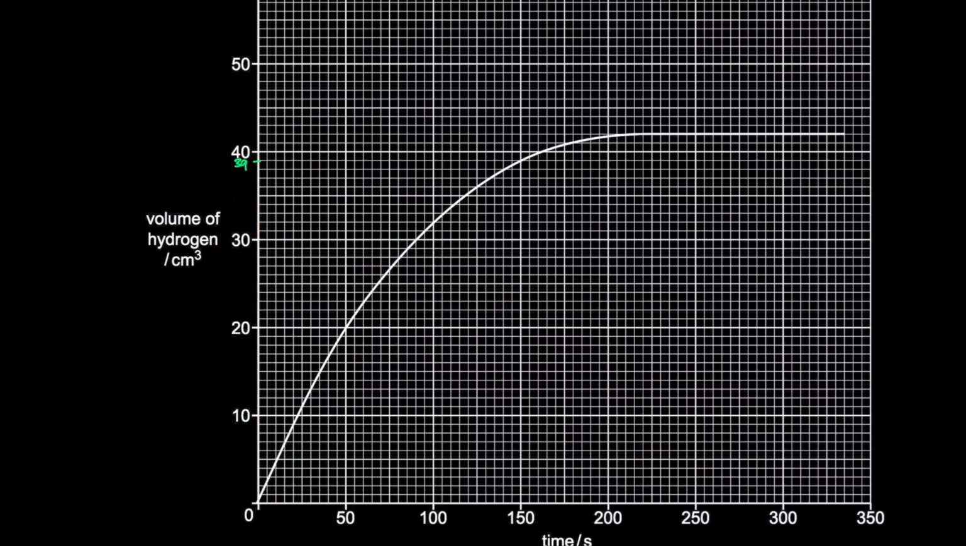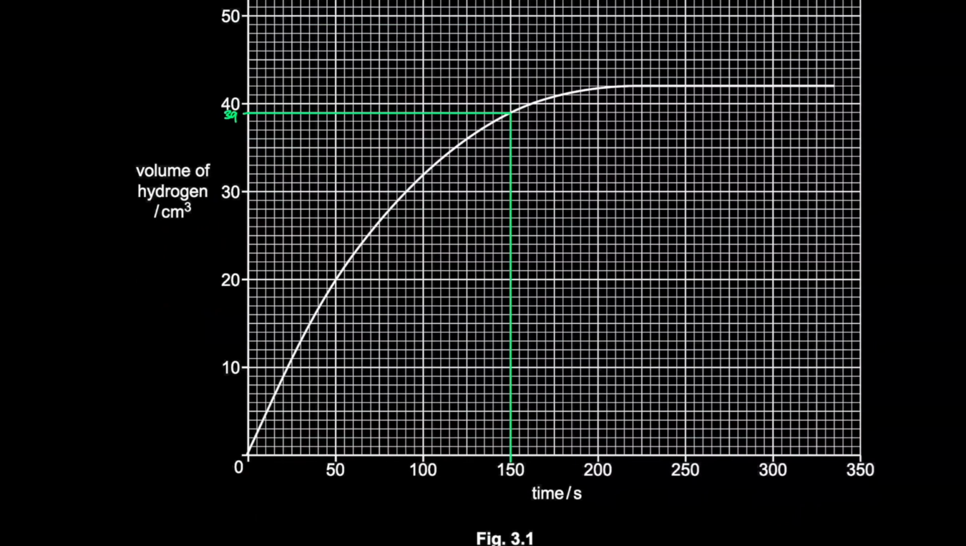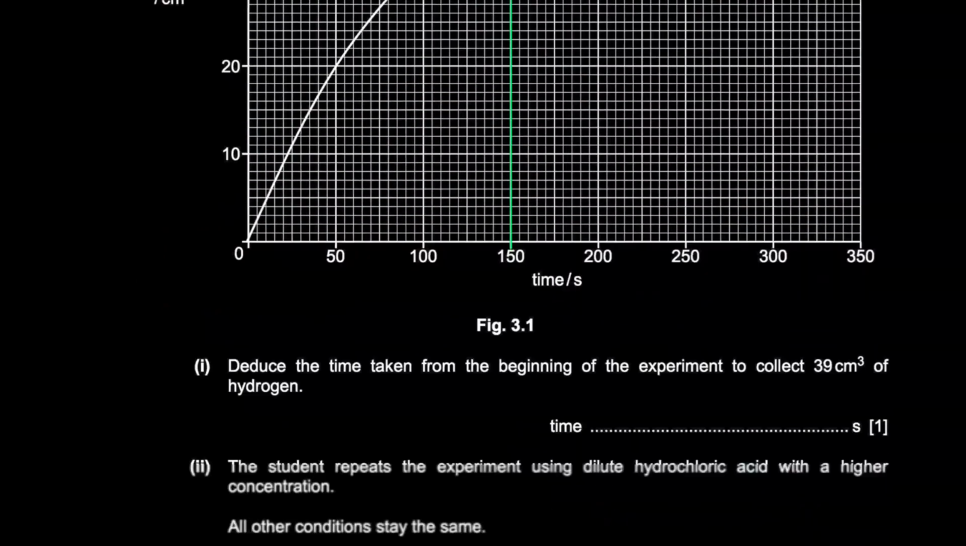Then we're just going to draw a horizontal line, right? And read the time. It says 150 seconds, right? Okay, so the time taken is 150 seconds.